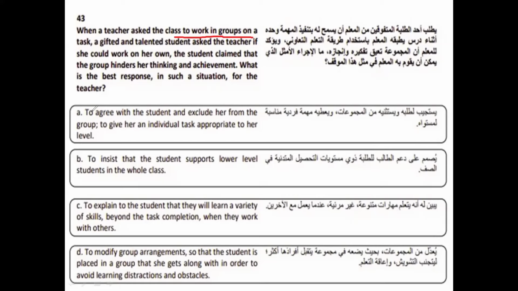Now, in this situation, the task is for gifted and talented students. The teacher asks if she could work on her own, and the student claimed that the group hinders her thinking and achievement. Now, the scenario is that she doesn't want to work in the group. First thing, we cannot change it. The scenario is that she has to work in the group. This is the first thing. Why have we arranged the group work? There is a reason behind that.